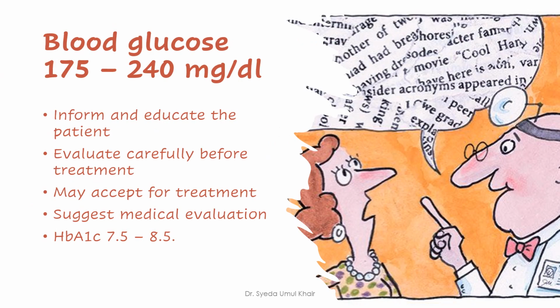When the blood glucose is in the range of 175 to 240 mg per deciliter and HbA1c is in the range of 7.5 to 8.5, you should inform and educate the patient about the higher levels of glucose and their effects on the treatment and post-operative healing. You should evaluate the patient very well before the start of the treatment, and the patient may accept the treatment, but you should take a suggestion from the medical team before starting the treatment.